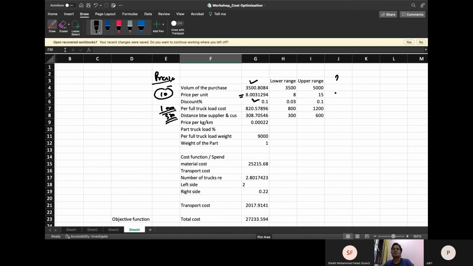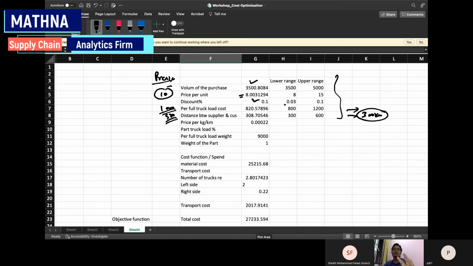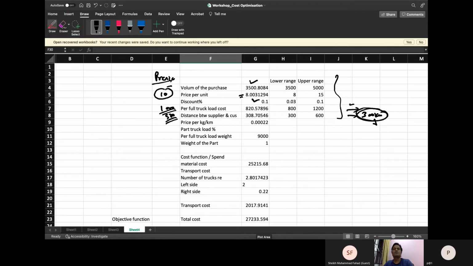So if we benchmark a supply chain based upon this output, suppose I want to buy products from a supplier who is around 300 kilometers away. The strategy is you have to buy the product from a supplier who is around 300 kilometers from us. If you buy from 300 kilometers distance, then the per truck full load cost also will reduce because the distance is reducing.